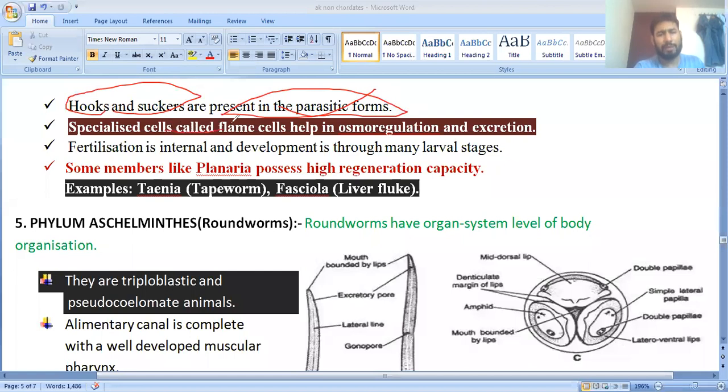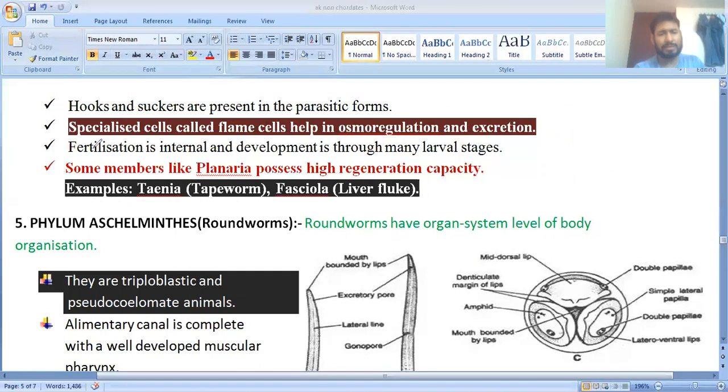And one very important thing, I have highlighted this point: they have flame cells, and flame cells are the first excretory organ. Flame cells are also known as protonephridia, or sometimes solenocytes. If they ask in your NEET exam, they will ask which animals have a very ancient or primitive type of excretory organ. Flame cells are considered a very primitive type of excretory organ. The basic function of flame cells is osmoregulation and excretion.